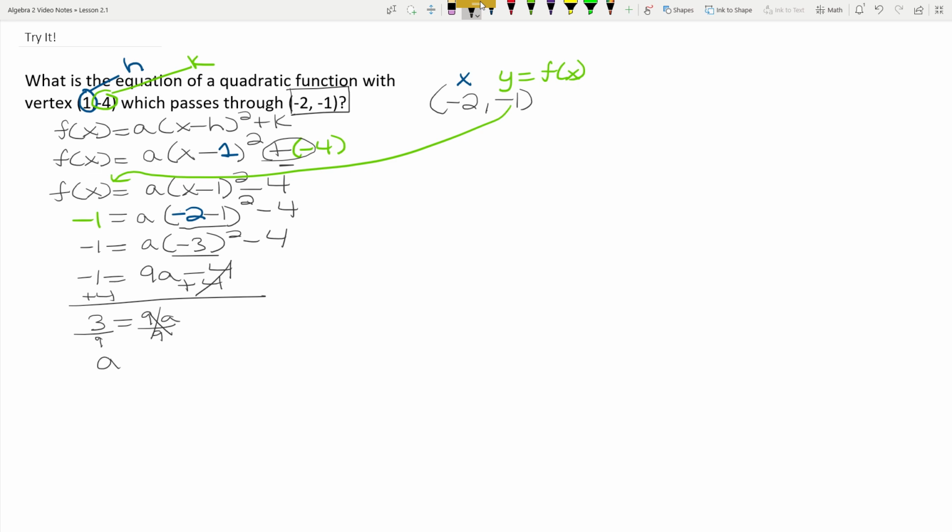Divide by 9 on both sides, and we get a equals 3 over 9. You can actually reduce that by dividing by 3 in top and bottom, and you're going to get a is equal to 1/3. So now you're going to take that and plug it in for a here and get your final answer. So f of x equals 1/3 times x minus 1 squared minus 4. That's our vertex form.